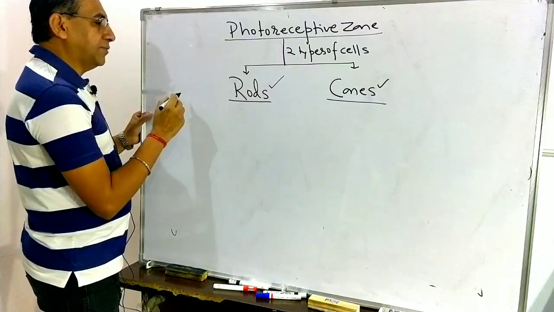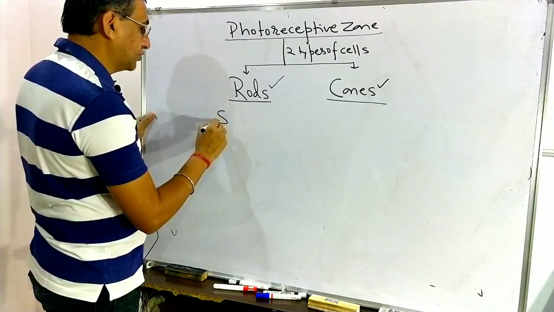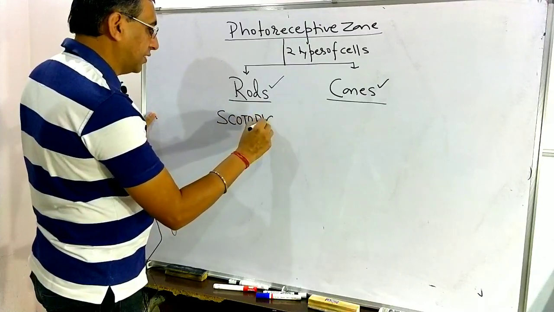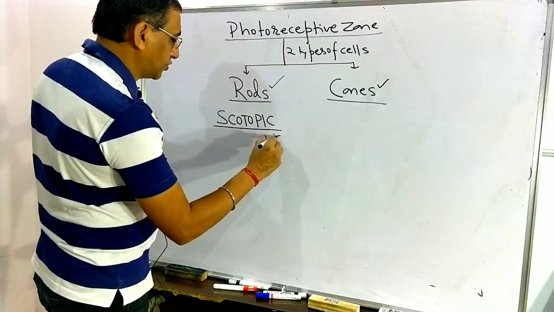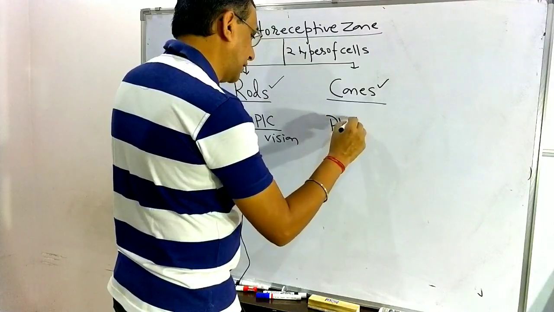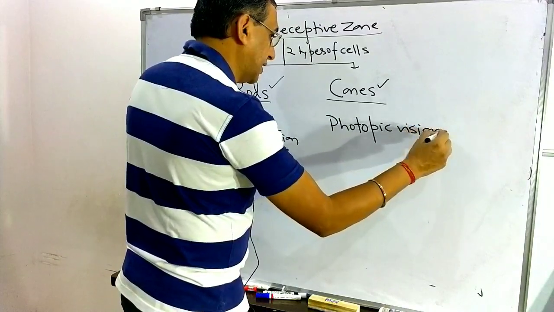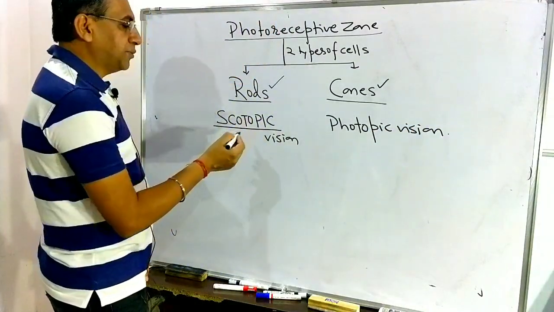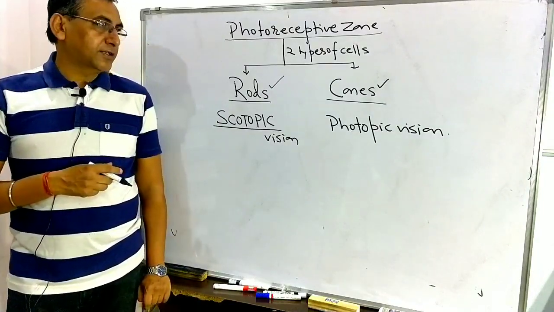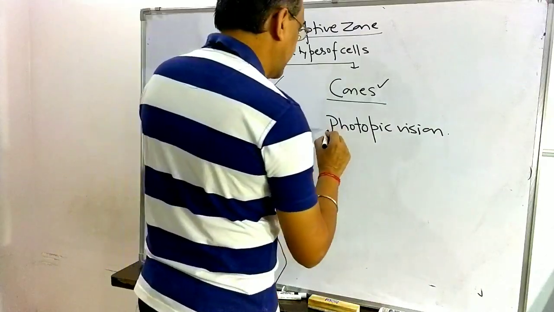When we are comparing the rods and cones, the rods are related with the scotopic vision, whereas the cones are related with the photopic vision. Dim light mediated vision, that is known as the scotopic vision. Bright light mediated vision, that is known as the photopic vision.